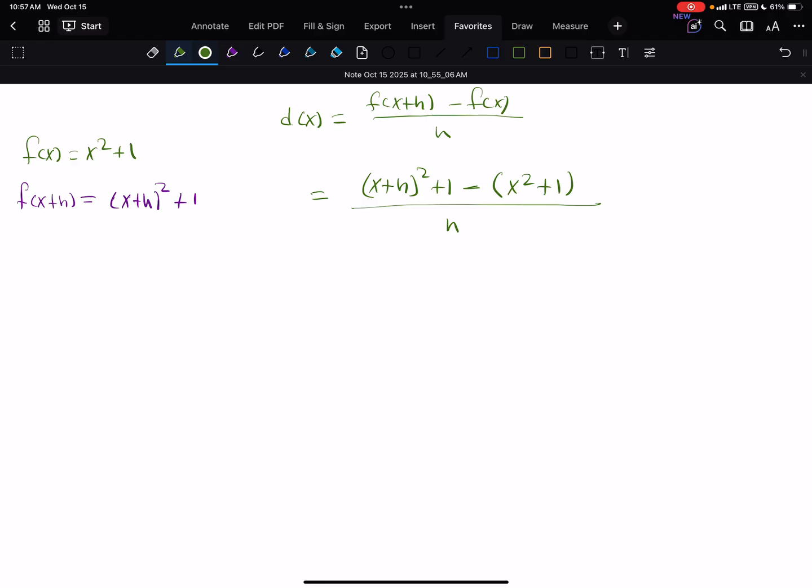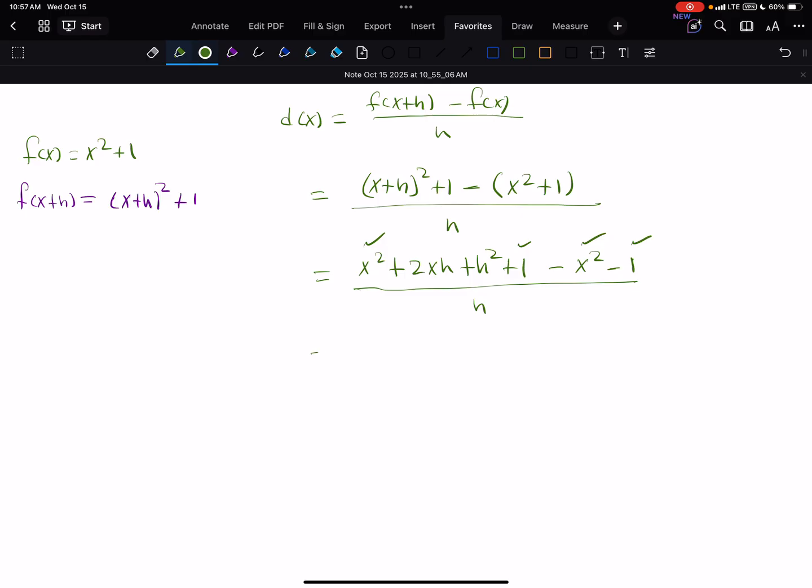Well, x plus h squared, that's a binomial squared, and so that's going to be x squared plus 2xh plus h squared minus x squared minus 1 all divided by h. I have an x squared and a minus x squared. Oh, I messed up. Before that minus, there was a plus 1 that I didn't copy down. All right, now there's a plus 1 and a minus 1.